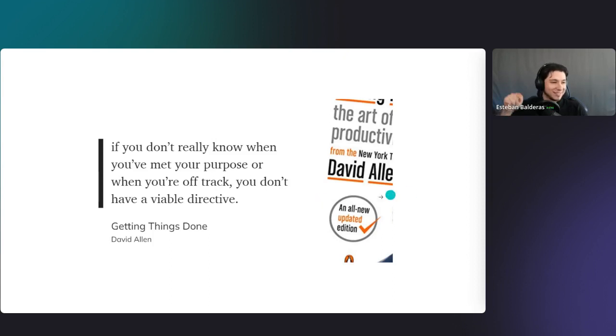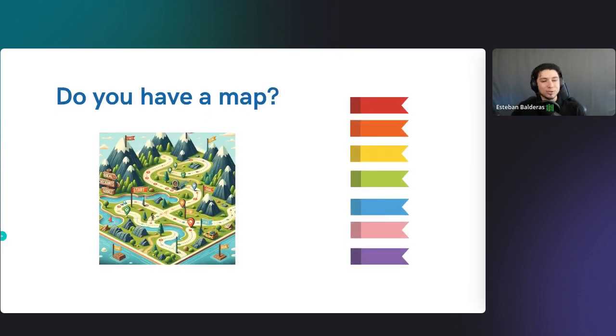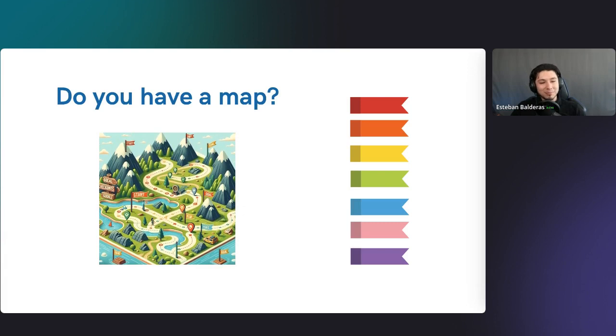Yeah, that one. I really like this quote from the book I mentioned earlier. We need to know if we are on track or off track, but sometimes we don't know where we're going. So the question is, how can I achieve my goals? Do you have a map?